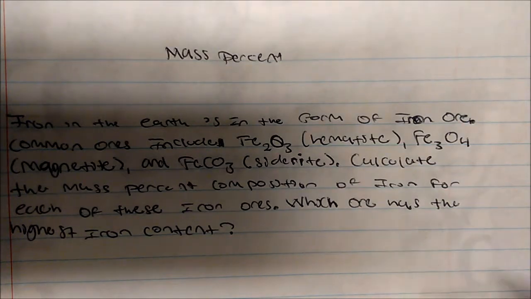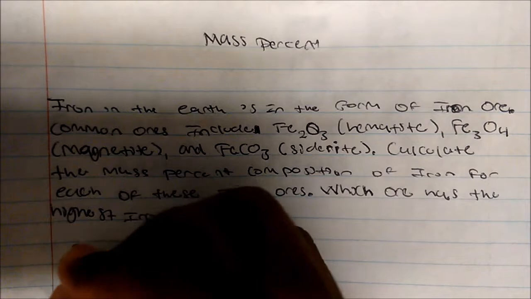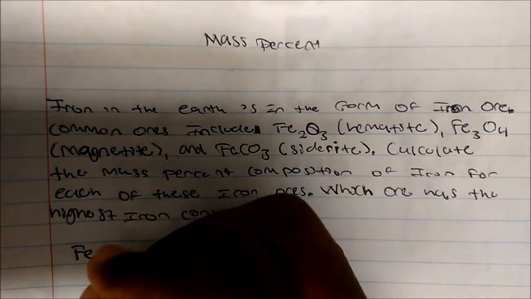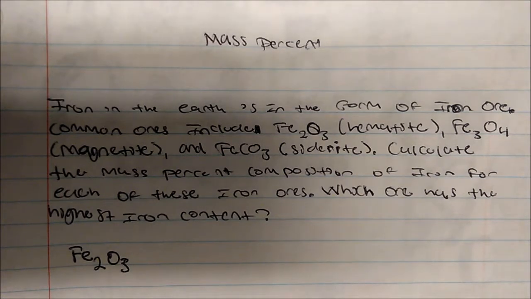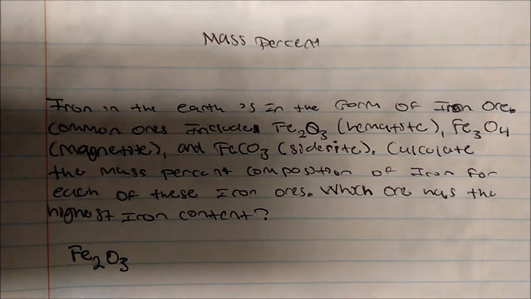Calculate the mass percent composition of iron in each of these iron ores, and which ore has the highest iron content. The idea is which one contains the highest iron content. Well, we do this by mass percent. If I want to look at hematite first, how do we calculate the mass percent of iron in this compound?